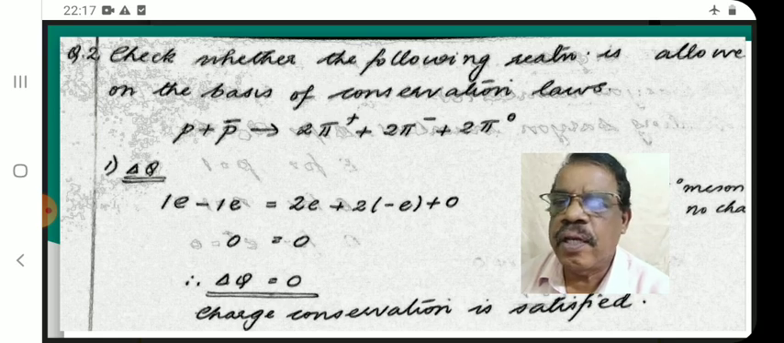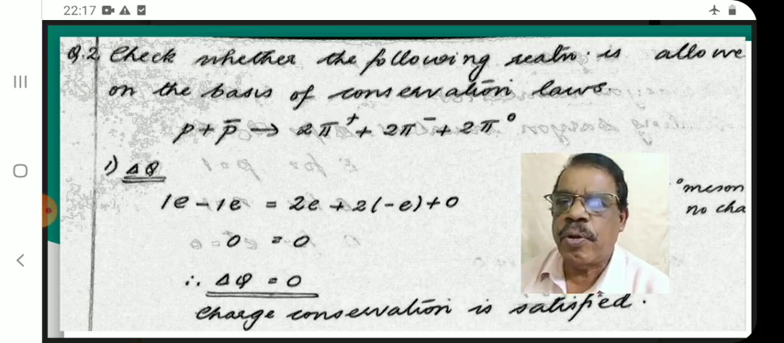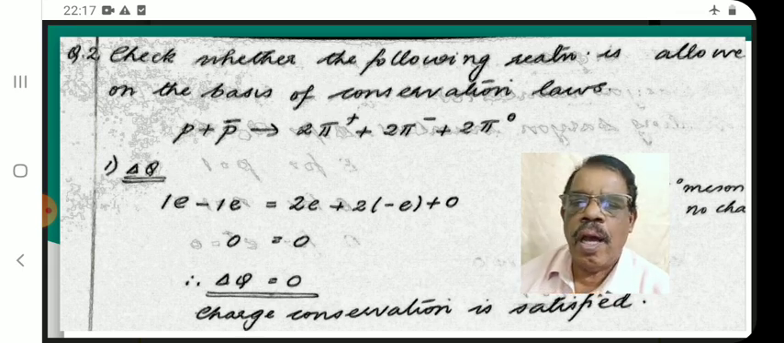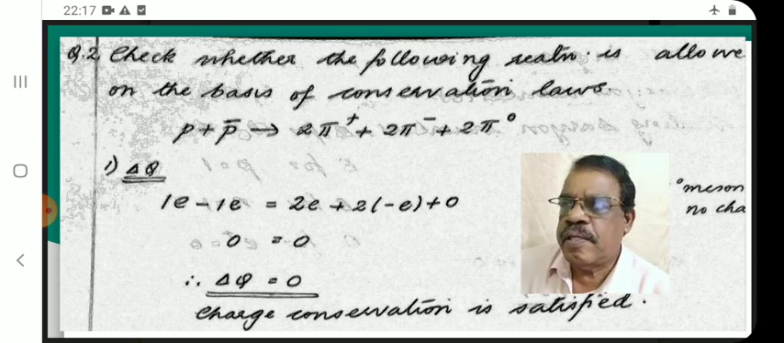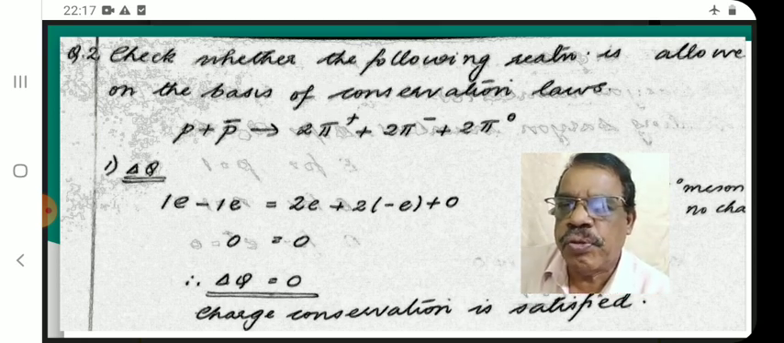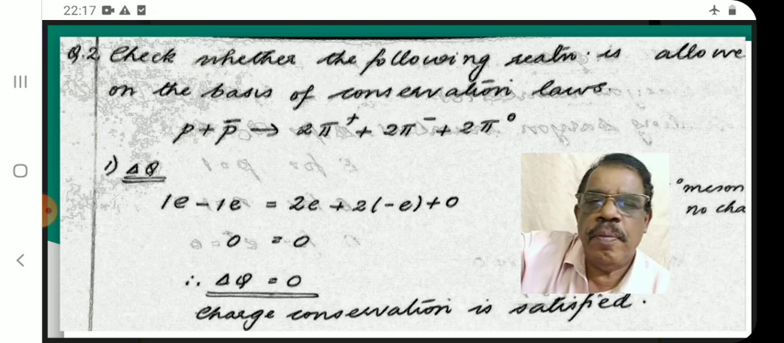P plus P bar, that is proton plus antiproton, gives 2 pi plus meson, 2 pi minus meson, and 2 pi 0 mesons. The reaction is P plus P bar, proton plus antiproton gives 2 pi plus, 2 pi minus, and 2 pi 0 mesons.